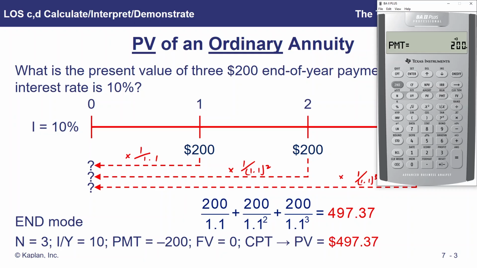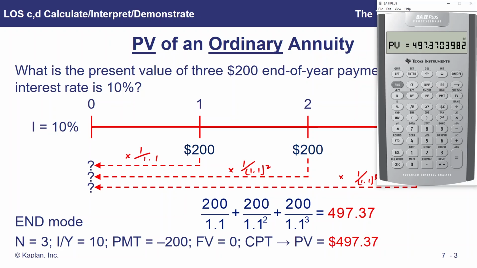Now again, it does tell me my payments are payments rather than receipts. So really, rather than enter it as a positive number, I could enter it as a negative number. Look, if I do that and do compute present value, then it gives me minus 497.37. But given they're payments, I would be better off saying 200 negative, treat them as outflows, and you press the payment button. Then when I compute my present value, I get a positive value.